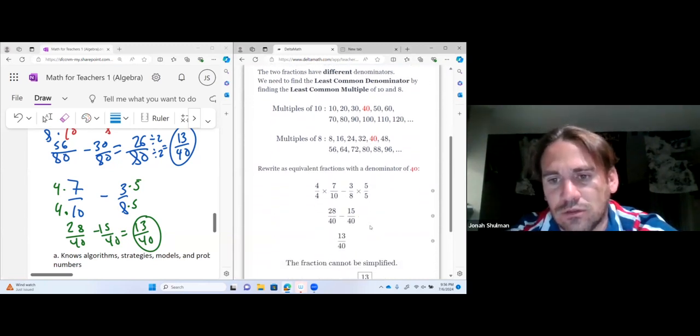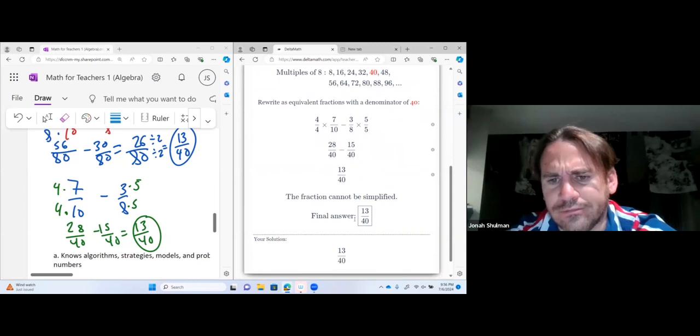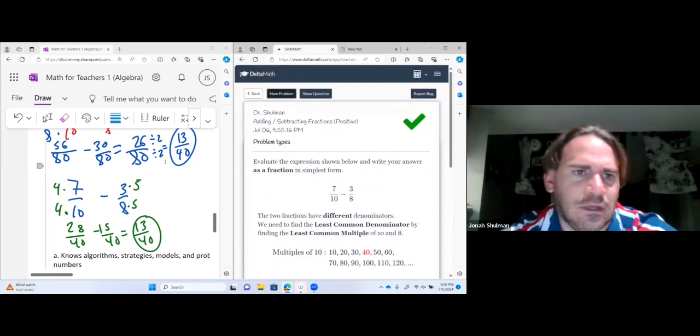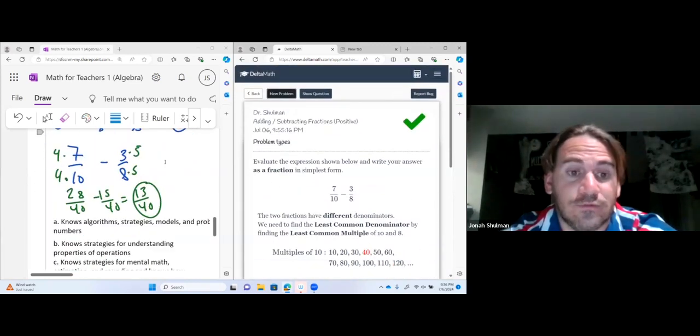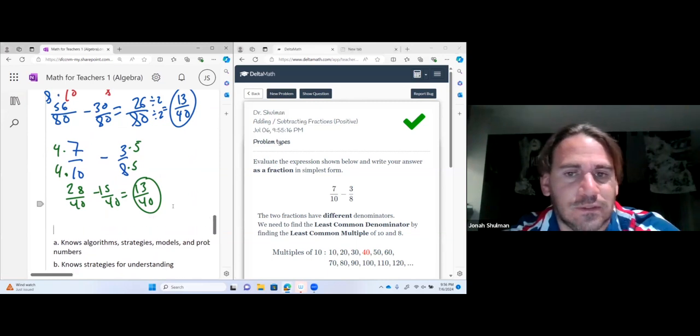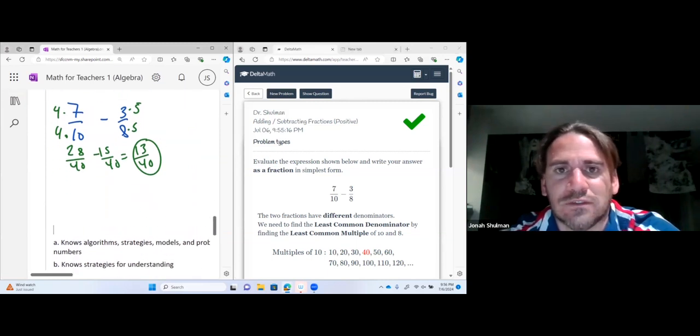Nice. Or you can do the long way and divide first. Either way, you can get the same answer. All right, so there was a fraction. Let's see what else we got.